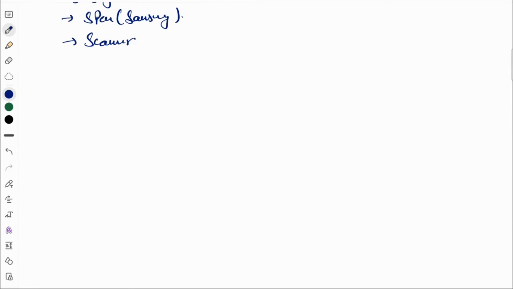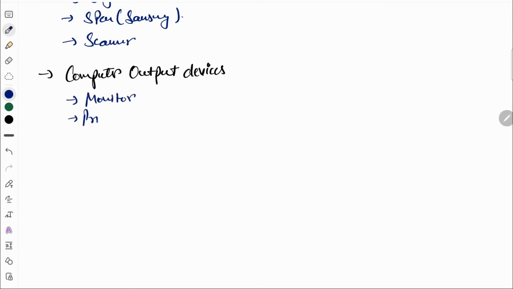Next is output devices. First one is monitor, second printer, and plotter, or you can say speaker.